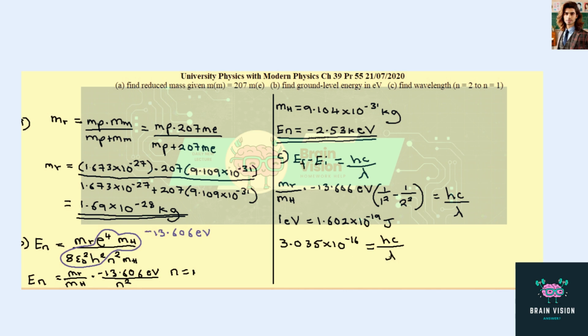It then becomes easy to make lambda the subject. Lambda equals hc over that, which gives us 6.55 times 10 to the power negative 10 meters.